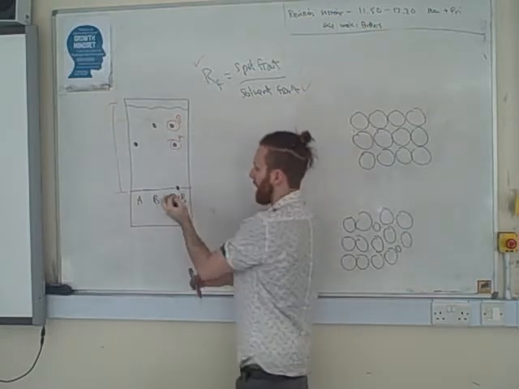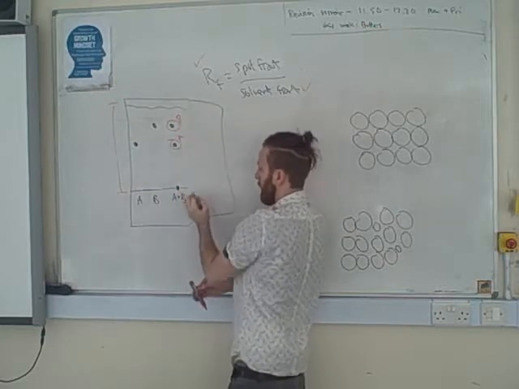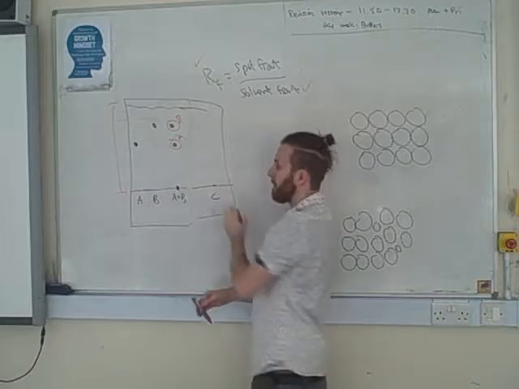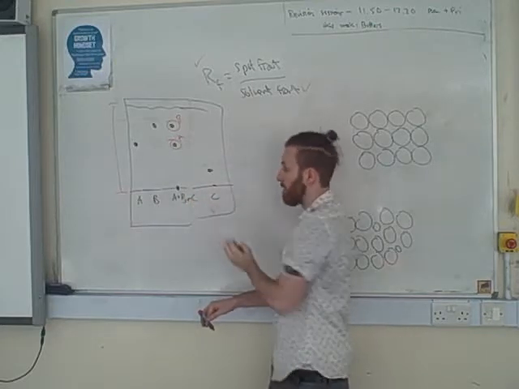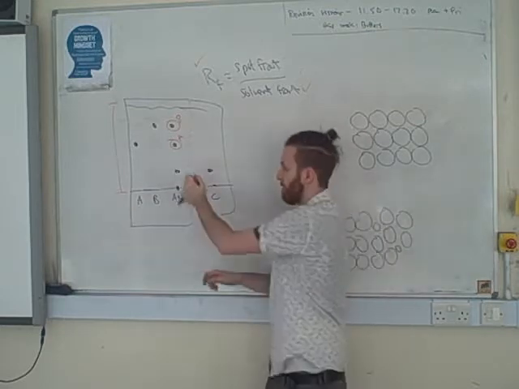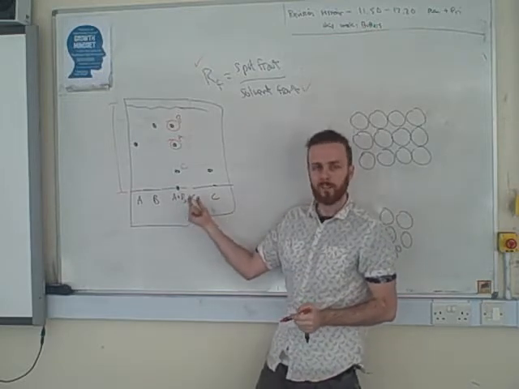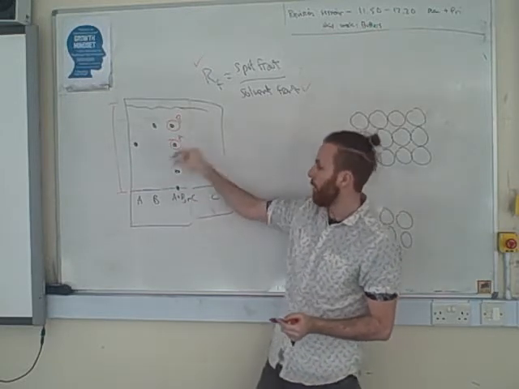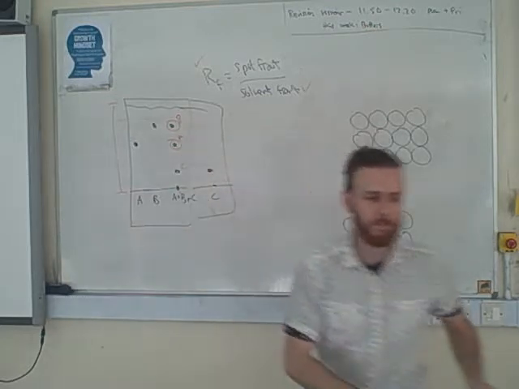If I had chemical C, let's just extend this. If I had chemical C, and C was here, and my mixture was A, B, and C, I would also have a spot where C was, which would represent C. So if you have a mixture of different components, each component will give a spot where that component would usually be. Okay?